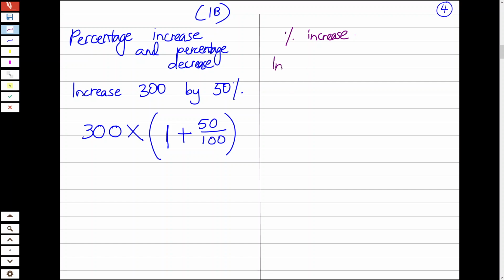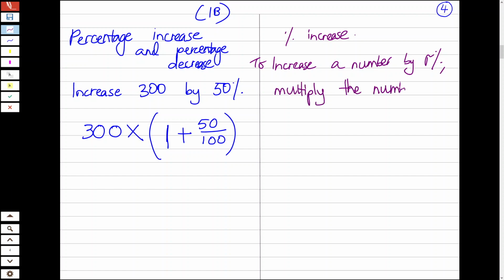So to increase a number by r percent, so say 2, increase a number by r percent, multiply the number by 1 plus r divided by 100. So just think about it this way. The 50 over 100 here, that represents the 50%. And the 1 is actually 100%.